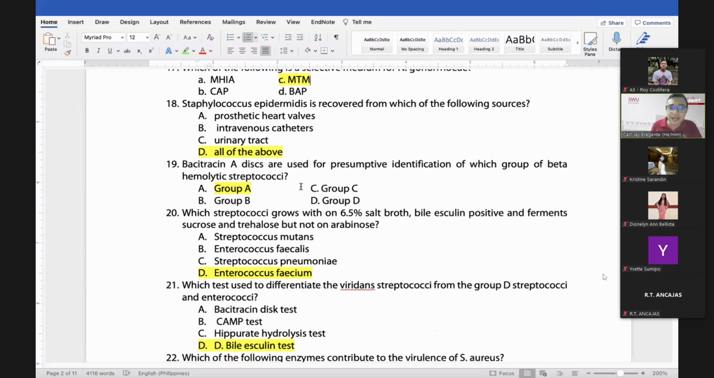Number 19, bacitracin A disc are used for presumptive identification of which group of beta hemolytic streptococci? So you already know this. Bacitracin is a disc that will identify group A strep or your Streptococcus pyogenes.